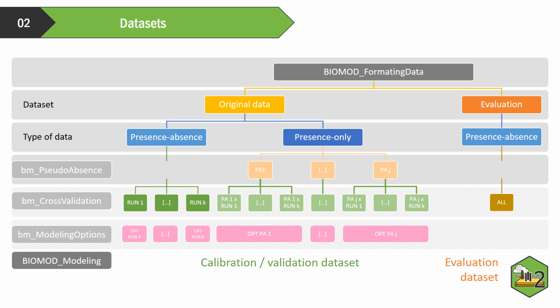If you remember what I told you about main and secondary functions, here is a good example. Biomod formatting data will take care of data gathering and creation of pseudo-absence datasets, but you can also create on the side your pseudo-absence datasets with the BM pseudo-absence function. Similarly, calibration validation datasets and modeling options can be directly defined through the biomod modeling function, but BM cross-validation and BM modeling options secondary functions can be used separately to execute the steps.